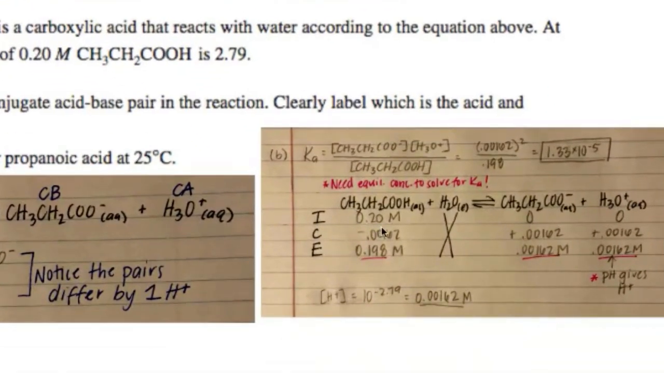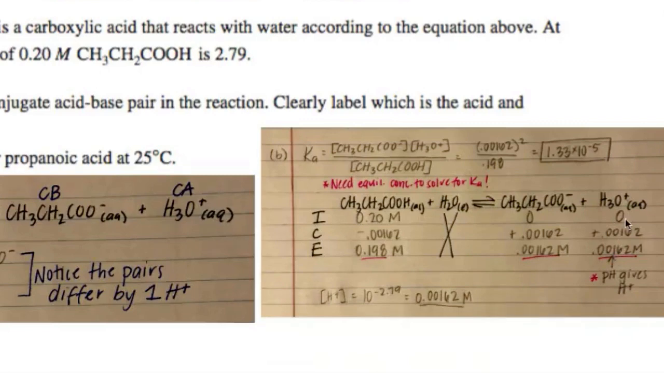So 0.2 molar initial, 0 and 0, because they gave us the concentration of the acid. Then remember that pH gives the H plus or H3O plus. Those are the same. So pH will give us that concentration at equilibrium. I used 10 to the negative pH to solve for my H plus concentration, which was 0.00162. So that gave me my equilibrium concentration of H plus.